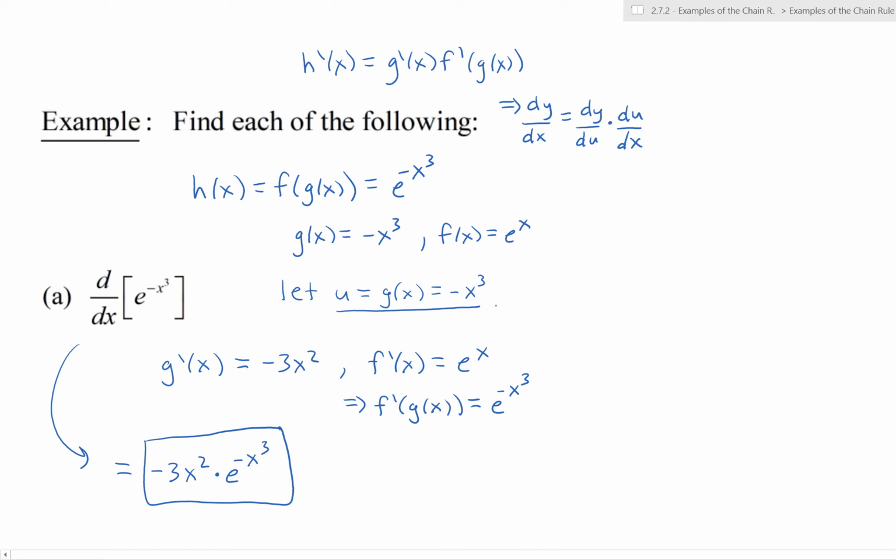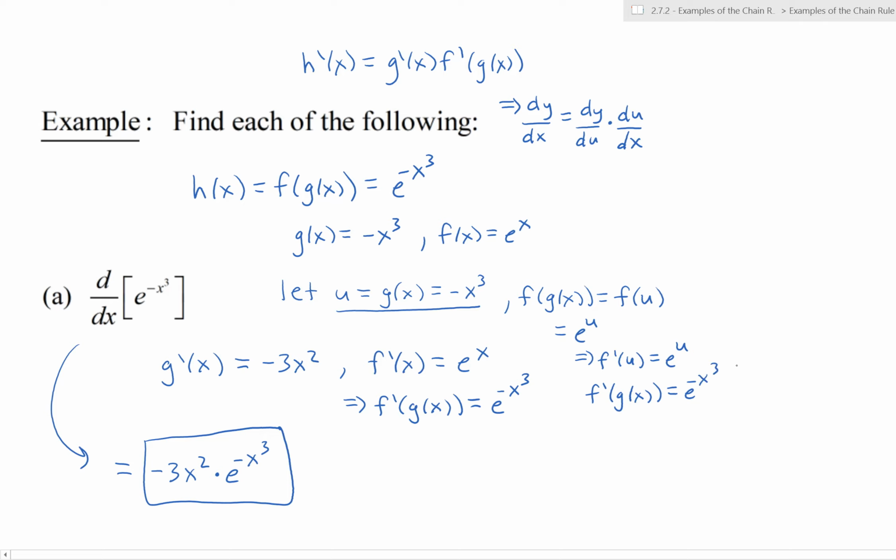And so we're going to see a similarity here. If I went ahead and just found f of g of x right away, note f of g of x could be written as f of u here because we're calling g of x u. But what is that? Well, f of x is e to the x, so f of u is e to the u. And thus, it follows that f prime of u is also e to the u. And then if we replaced u in terms of g, we will see that f prime of g of x is e to the negative x cubed. So we get the same thing.